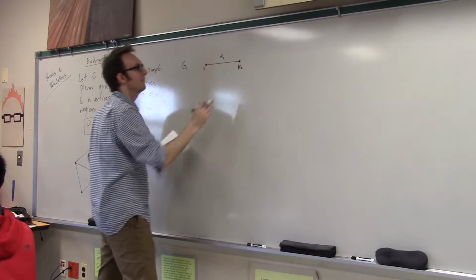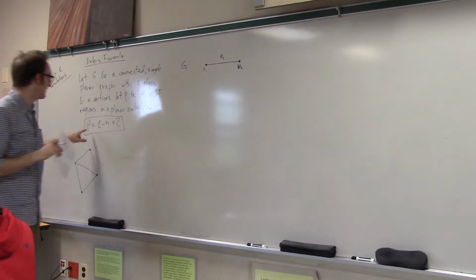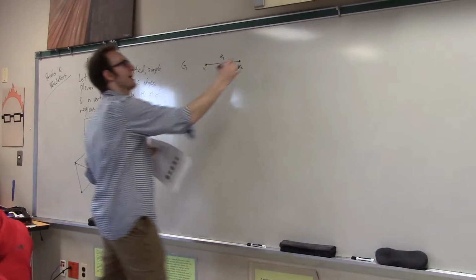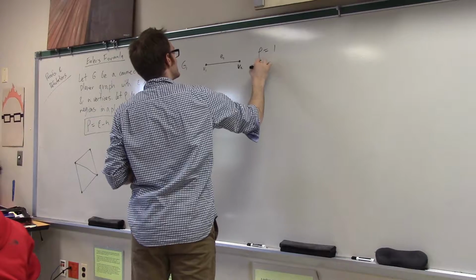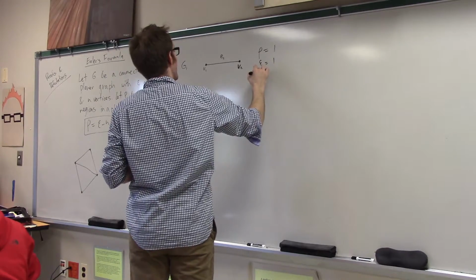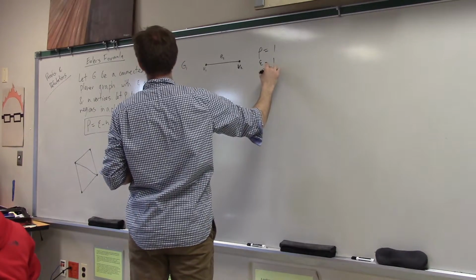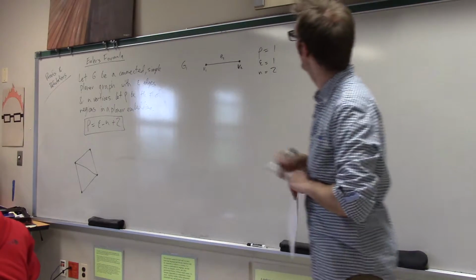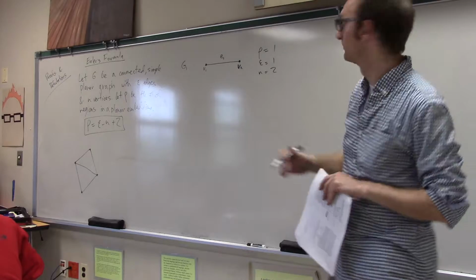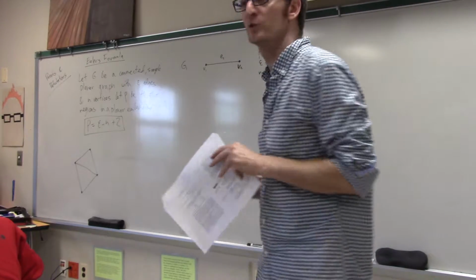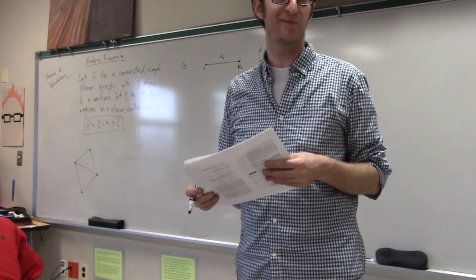At the moment, let's keep track of how many regions we have. One region, that's just the outside. How many edges do we have? One. How many vertices do we have? Two. So is it true that 1 equals 1 minus 2 plus 2? Okay, so the theorem holds when there is simply one edge in the graph.